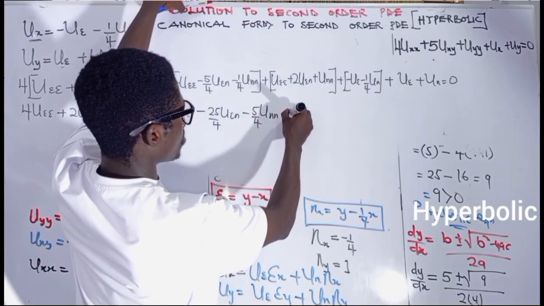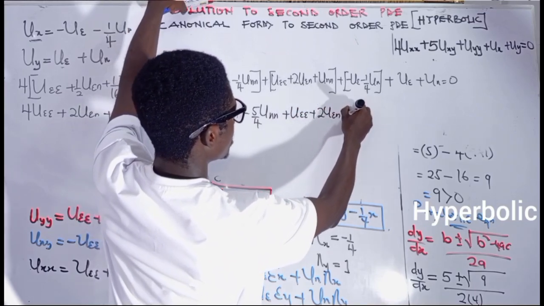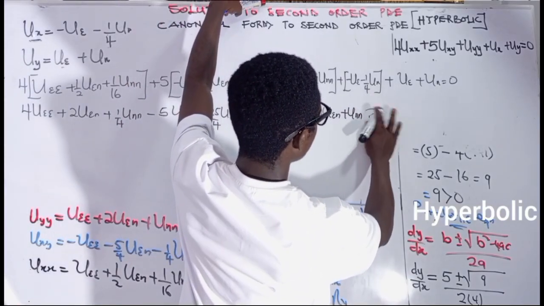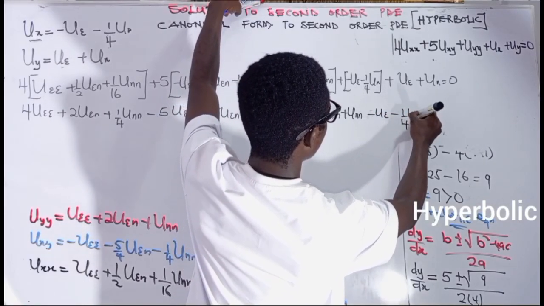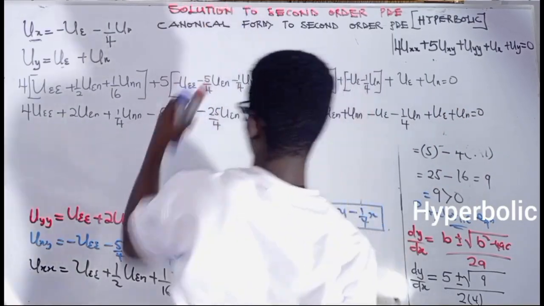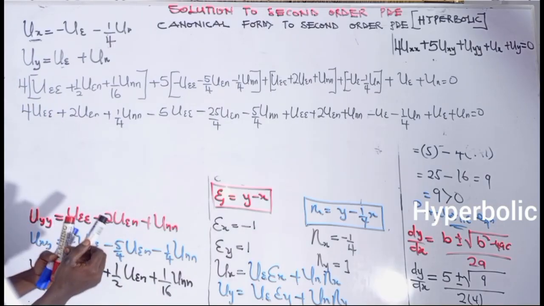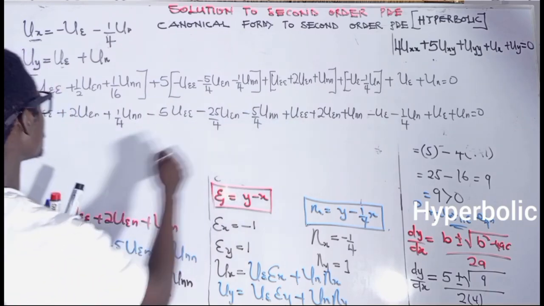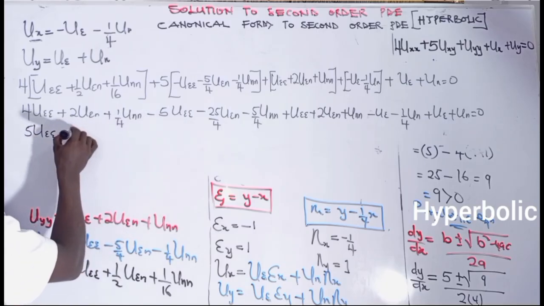Now let's move on to this side. We have plus u_xi, 2u_xi_eta plus u_eta. Now let's expand this. This is also giving us minus u_xi minus 1 over 4 u_eta plus u_xi plus u_eta is equal to 0. So from here, we can do some groupings and see if we can cancel out. 4u_xi, then we have 1u_xi. This is going to give us 5u_xi. And then we also have minus 5u_xi.